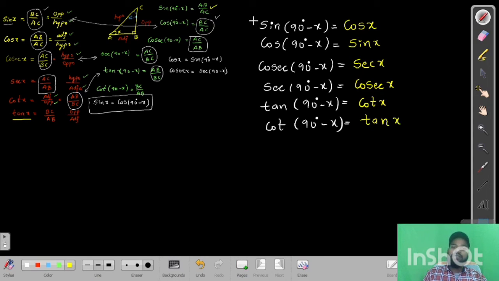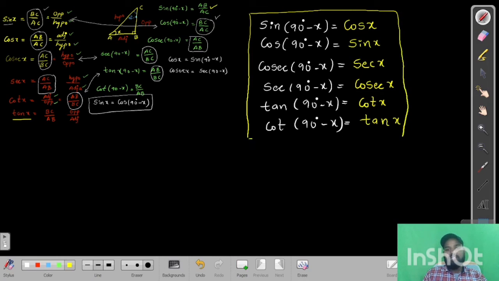These ratios are very important while solving the problems in exercise 11.3. Are you clear? It is mainly important. If you remember only, then we will do the problems. You can remember it like this: sine opposite cos, cos opposite sine, cosec opposite sec, sec opposite cosec, tan opposite cot, cot opposite tan. Very easy, right? So in this way you should remember.